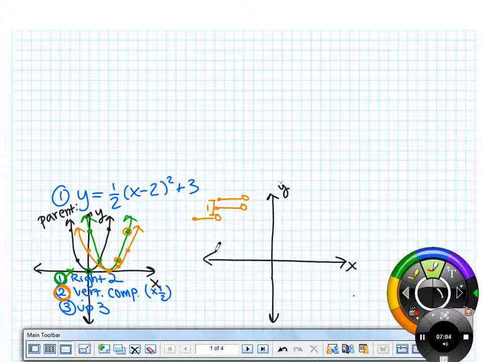So instead of my vertex being at (2, 0), it's now going to be shifted up 3. So it's going to be at (2, 3). Okay.